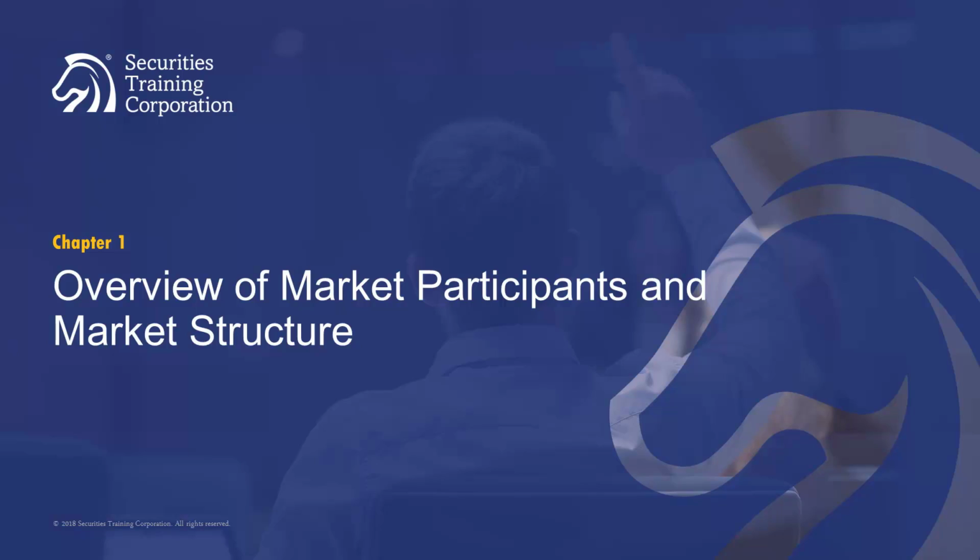There are going to be 20 chapters in this course in preparation for the SIE examination. The introduction should have discussed with you the parameters and specifications of the actual examination. But just a reiteration, Chapter 1 covers the overview of market participants and market structure. That corresponds to Section 1 of the SIE outline, specifically Section 1.1.4 and 1.2.1. Now let's begin the course.